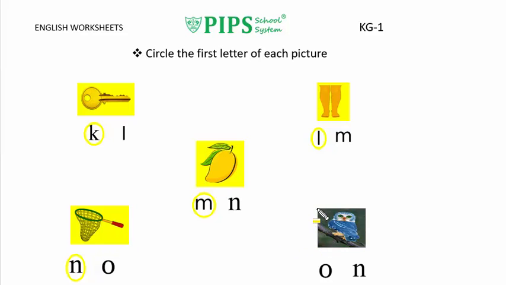This is an owl. The initial letter of owl is O. Sounds like O. O. Owl. Now we will circle the letter O.